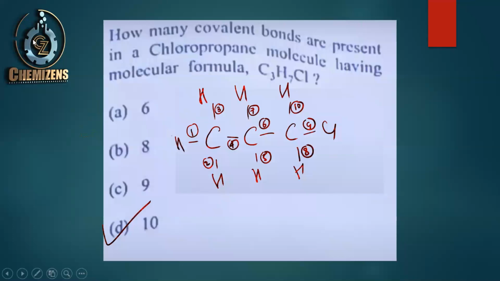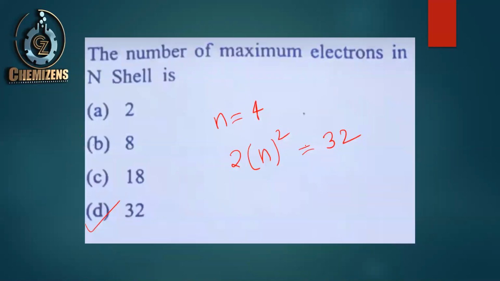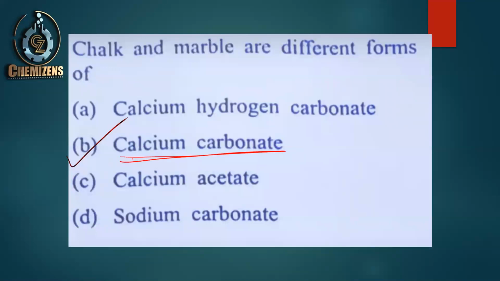Next, we move on to this. They are asking how many covalent bonds are there in chloropropane. Prop means there will be 3 carbons. You see 3 carbons here, the first carbon, second carbon, and third carbon, and on one side you attach chlorine. If you count the number of bonds, you will have 10 bonds here. So 10 will be the correct answer for this question. Next, chalk and marble are different forms of calcium carbonate. Not only calcium carbonate, you can also call it limestone. This is the formula of calcium carbonate.